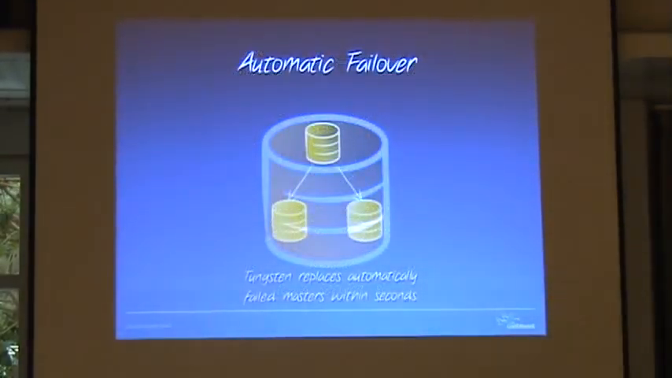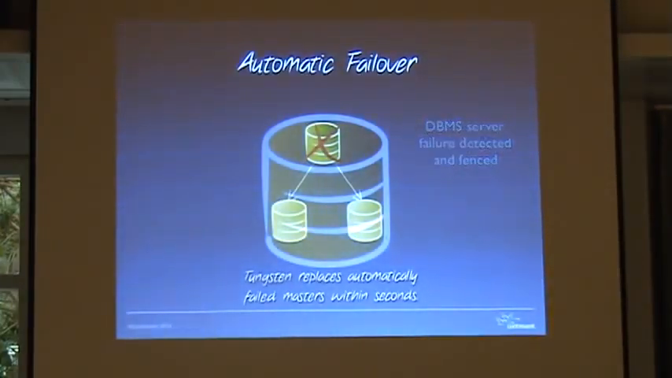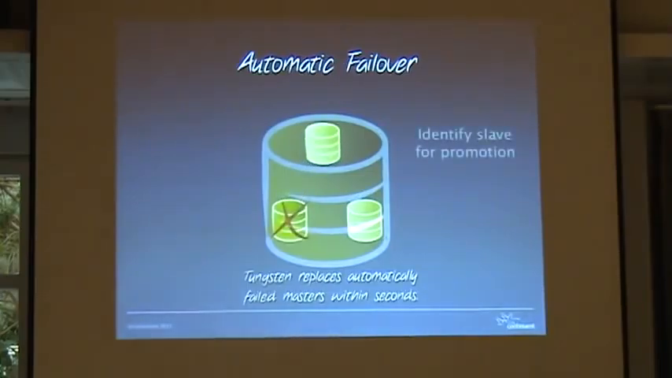Let's see how automatic failover happens. So you have three nodes. You have a cluster with master and two slaves. Master DBMS failure happens. Then Tungsten notices this and takes the most up-to-date slave as a slave for promotion. This is automatic. This happens under the hood in less than a minute.